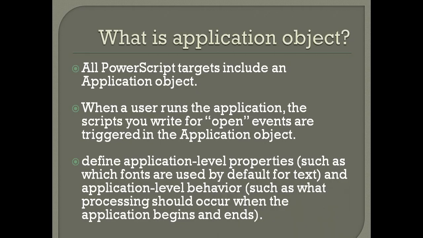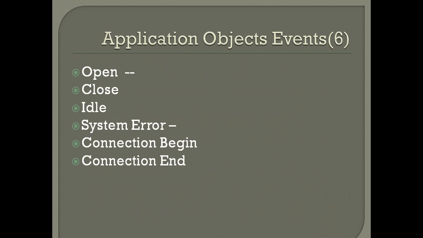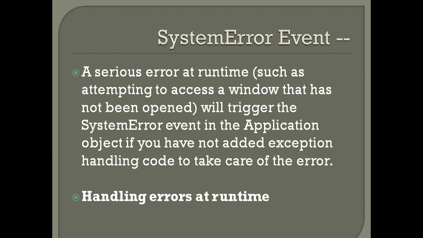This is the system event. I already told you. It fires when a serious error occurs at runtime. Like, I have a big application, right? Then I write one window, but somehow my window is not accessible. Someone deleted it in my application. Then I'm running and try to access that window.